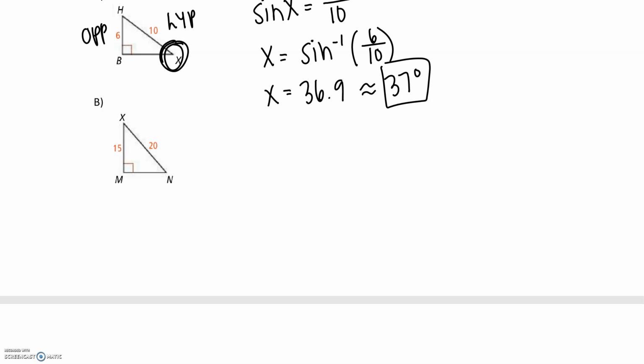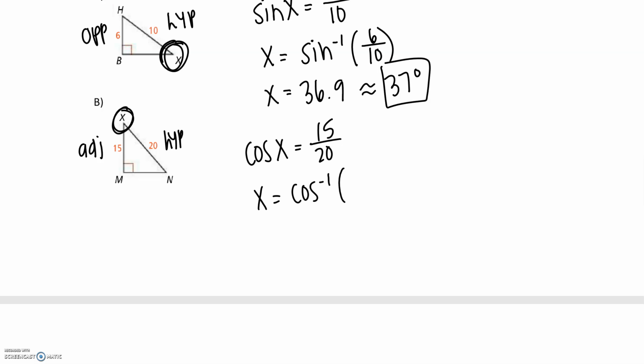Okay. And our next one, it still wants us to find x. So we have our adjacent and we have our hypotenuse. So we're going to use cosine. So the cosine of x equals 15 over 20, which gives us that x equals the inverse of cosine of 15 over 20. So x equals 41.4, which rounds down to just 41 degrees.